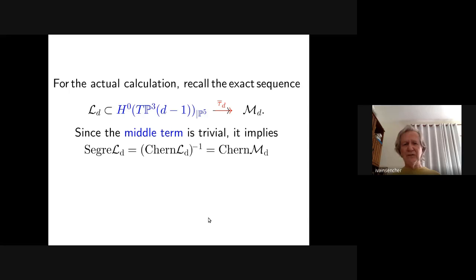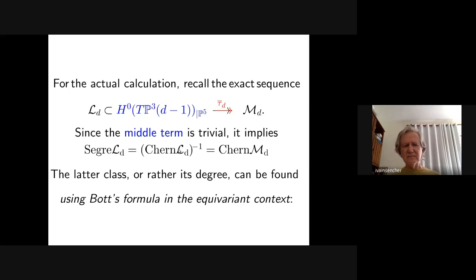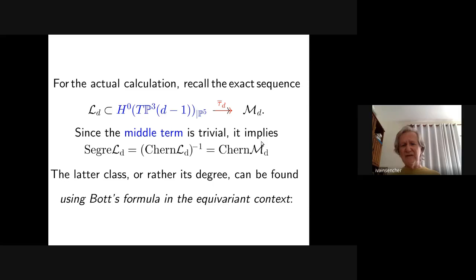And for the actual calculation, I need the Segre class of that. It's the same thing as the Chern class of that because in the middle, it's a trivial bundle. And since I was unable to compute the Chern classes directly, I'll resort to the toolbox of Bott's formula in equivariant context. The point is that even though I don't know how to compute directly the Chern classes of MD, I know how to compute the fibers at the critical points, at the fixed points, just as required by Bott's formula.